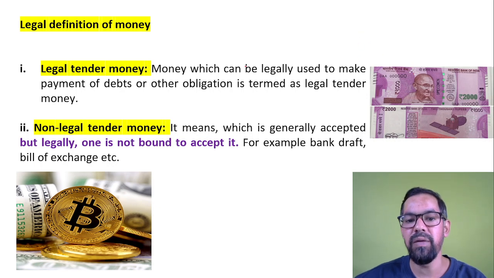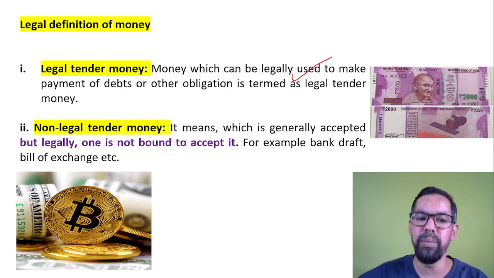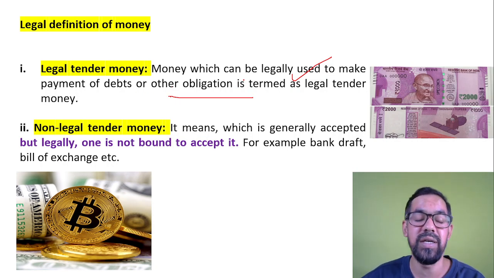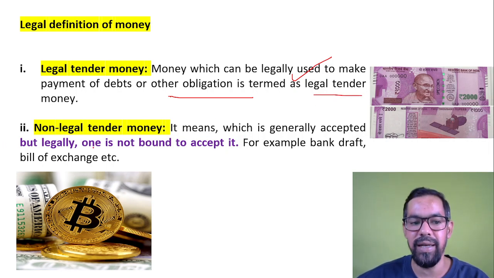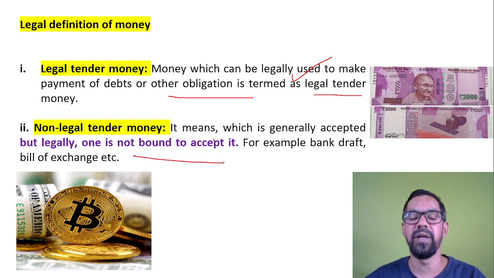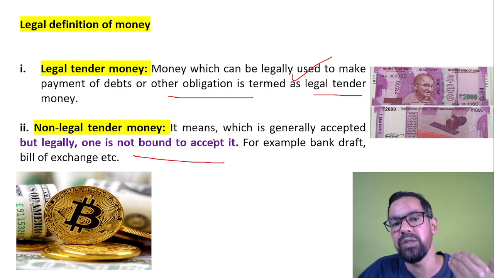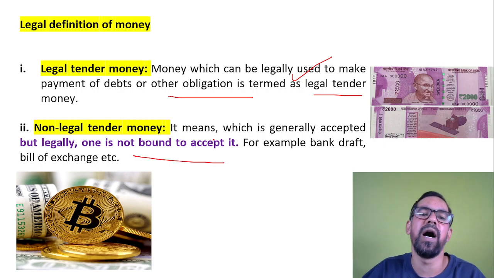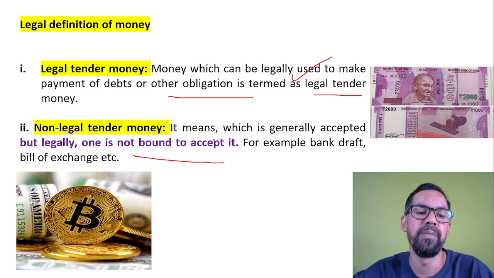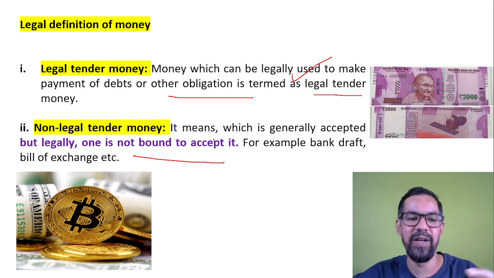Legal tender is money which can be legally used to make payment of debt or other obligations. Non-legal tender means it is generally accepted, but one is not legally bound to accept it. Let's say you have to accept some payment and the sender is using Bitcoin, so you can decline that. But if he is using INR, a UPI wallet or a debit card, that is part of legal tender. I hope you are now clear about these legal and non-legal things.